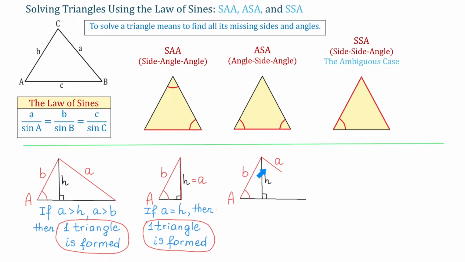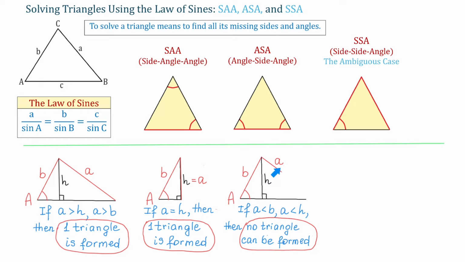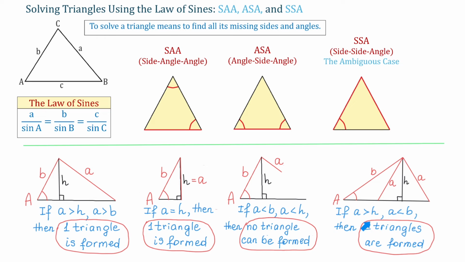Now in this case, side a is less than side b, and it is also less than the height. Then no triangle can be formed because side a is too short to form a triangle. And now in the last case, side a is greater than the height, but it's less than b. Then because of this, if we have it to the right of the height, then we have this triangle formed. And if we have it to the left of the height, then we will have this triangle. So if a is greater than the height and it's less than b, then 2 triangles are formed.